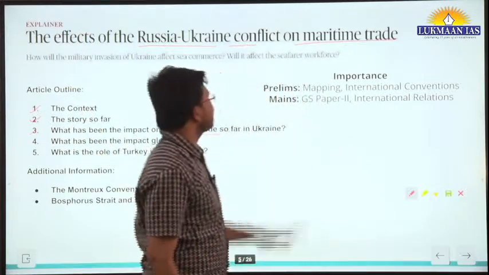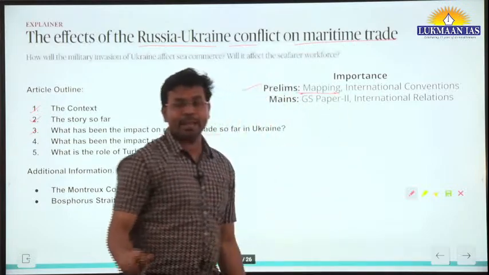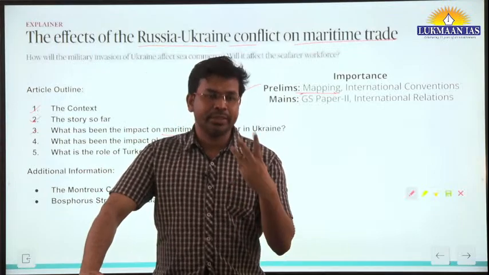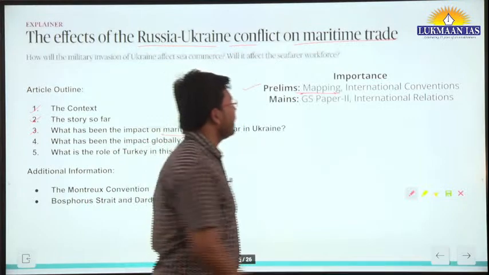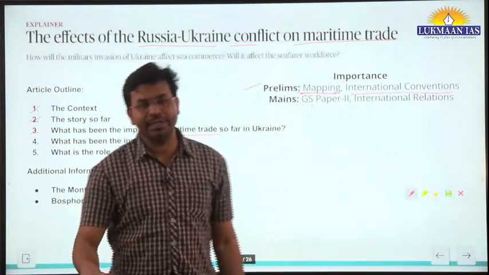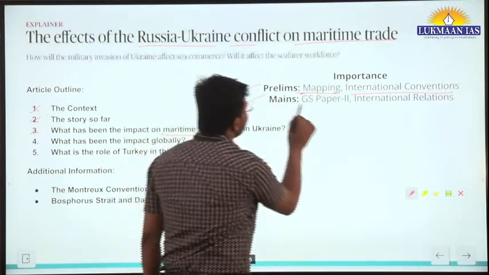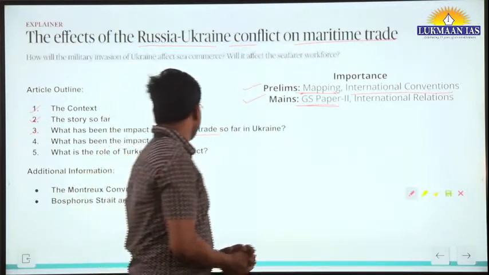Apart from this, this article is important for mapping. We are going to map two straits, the Bosphorus Strait and the Dardanelles Strait. Then we are going to look into the map of the Black Sea. After that, we are going to understand the Montreux Convention. We will discuss what the Montreux Convention is, and then discuss in detail the related aspects in this article.